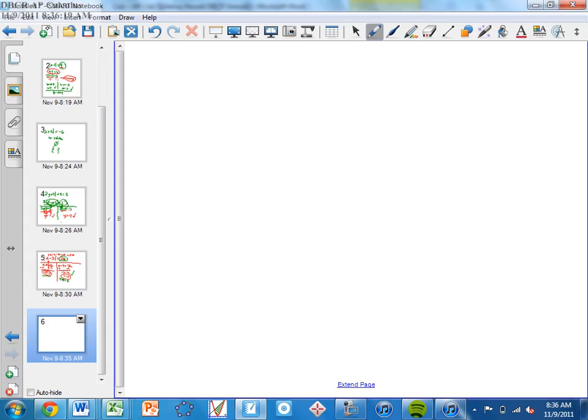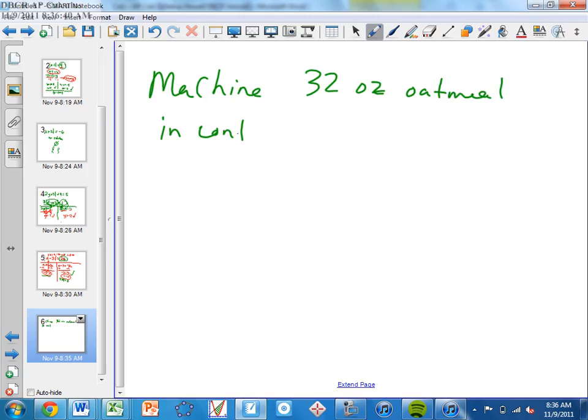A machine fills oatmeal containers with 32 ounces of oatmeal. After the containers are filled, another machine weighs them. So we have a machine that puts 32 ounces of oatmeal in a container. Then another machine weighs them.